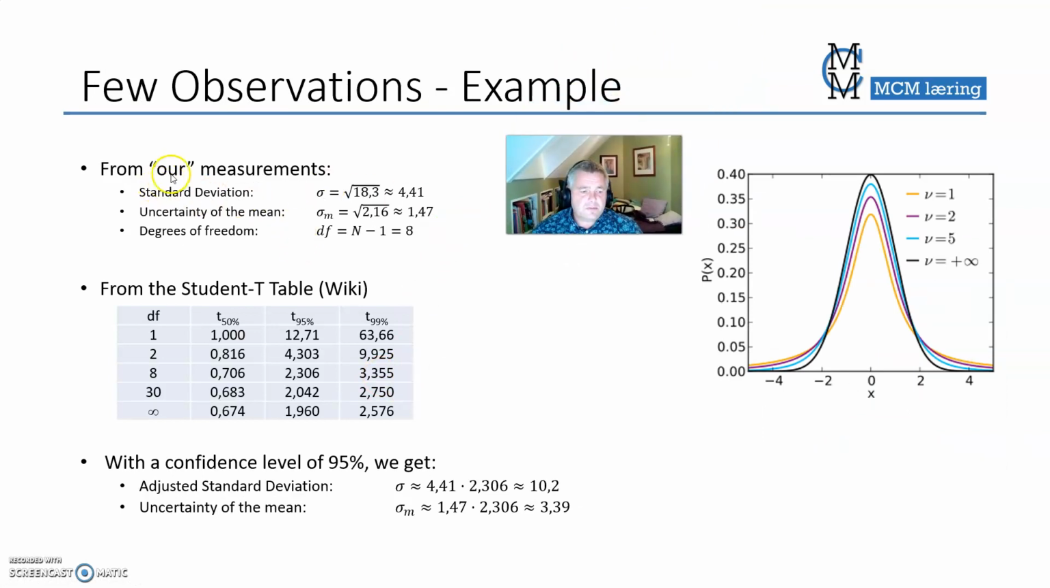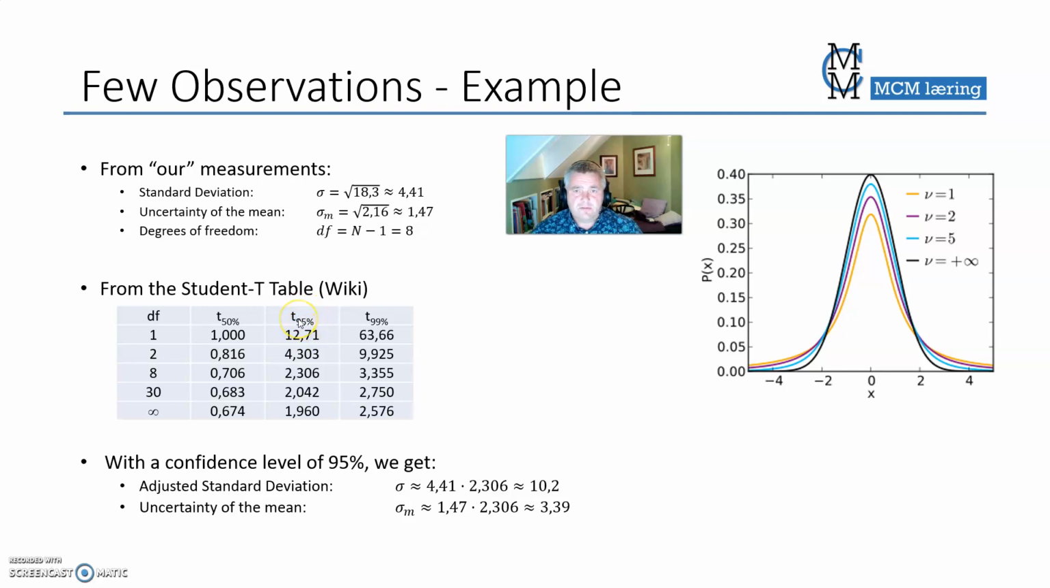From our measurements, remember from the last film, we had 9 observations and we had a standard deviation of 4.41. The uncertainty of the mean was 1.47 and the degrees of freedom was 8 because we had 9 measurements. From the Student t table, this table is available on Wikipedia and of course other sources, but the Wikipedia one works. Now here comes this 0.95.